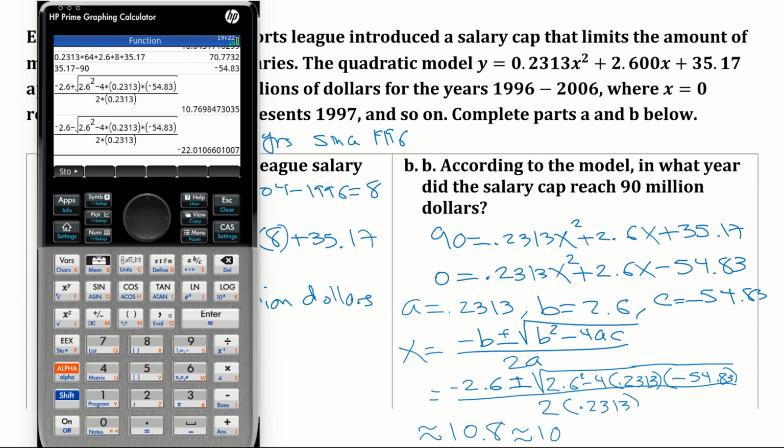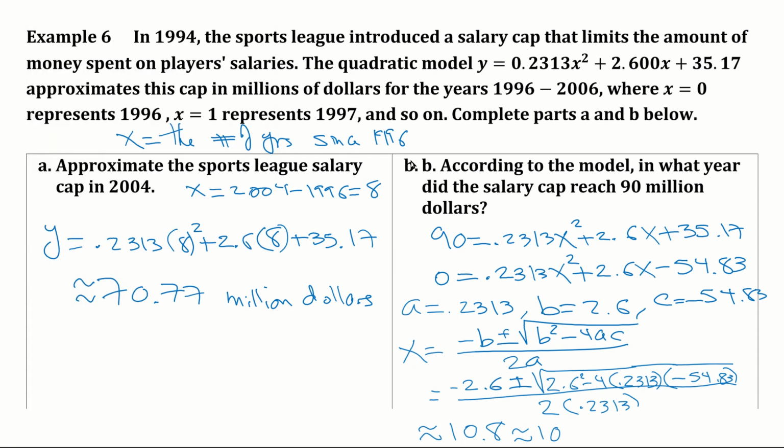So now, remember what this stands for. This stands for the number of years since 1996. So what year did this actually happen when the salary cap went up to 90 million? That would be 1996 plus 10, which would be 2006, like that, okay? So that's how you would handle a problem like this.